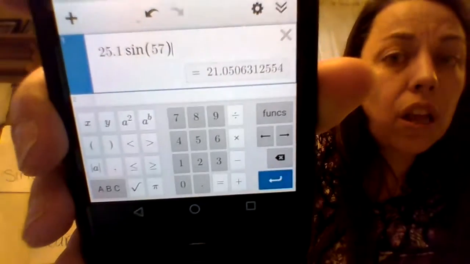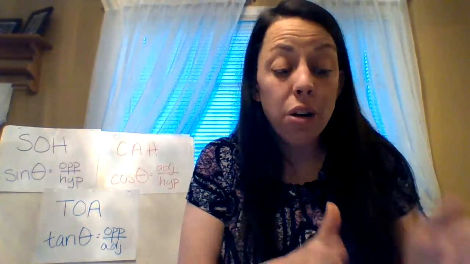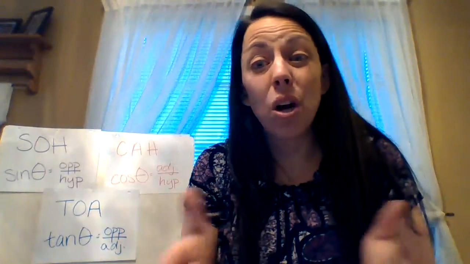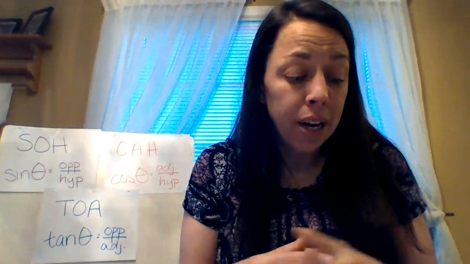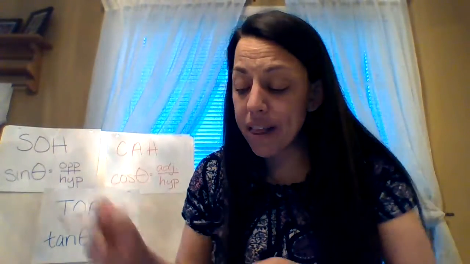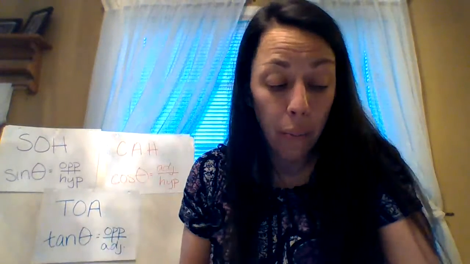And so my long answer would be 21.0506312. Okay, if you are not getting that answer, and you don't have to be using Desmos, okay, you do not have to be using Desmos. That should also be the same answer on your regular calculator. You should get 21.05, but that 0.05 means I should round up to 0.1.